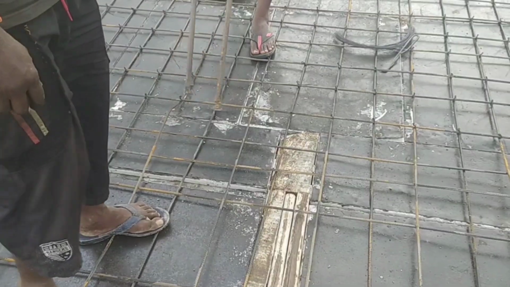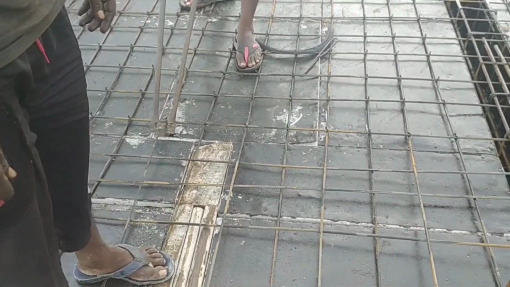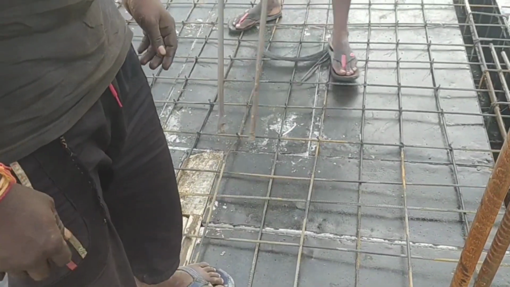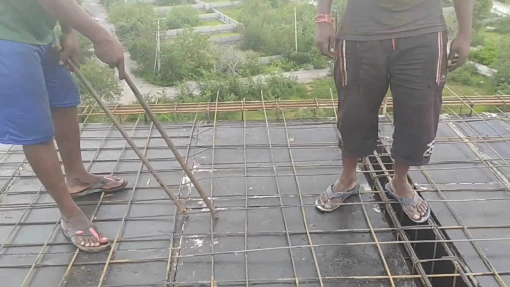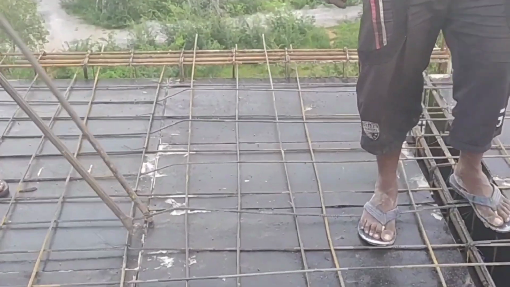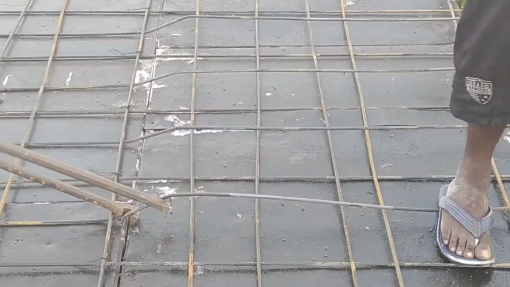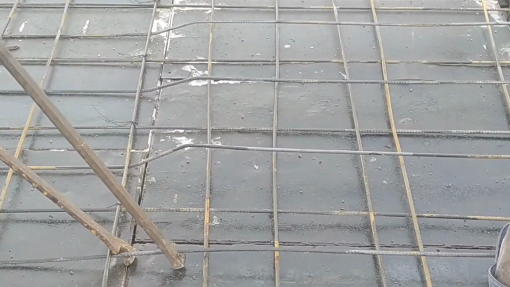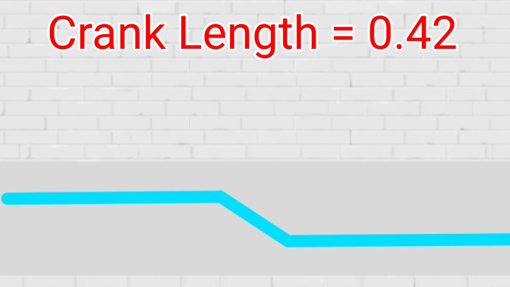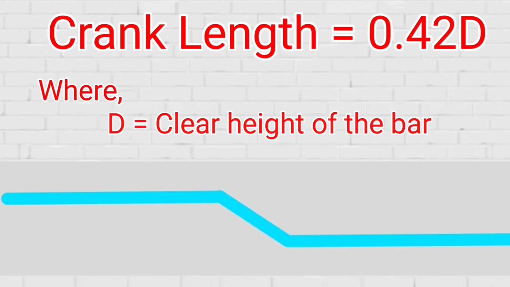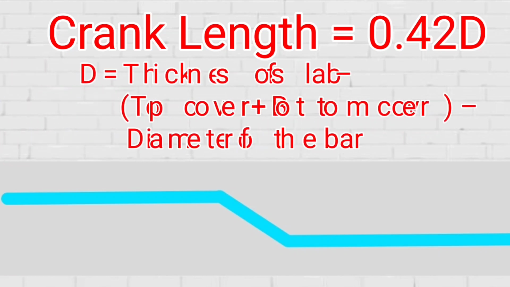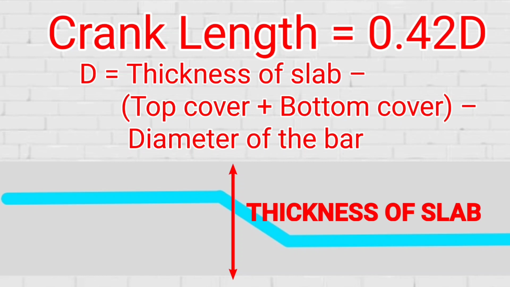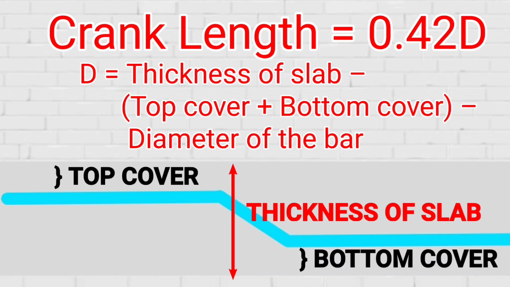Now, the main bars are cranked at an angle of 30 degrees or 45 degrees. The role of the bend near the support is to bear the negative bending moment and resist high shear force produced at the edge area or support. The cranking length is calculated by this formula. Crank length is equal to 0.42 d, where d is the clear height of the bar. Clear height of the bar is equal to thickness of slab minus top cover plus bottom cover minus diameter of the bar.